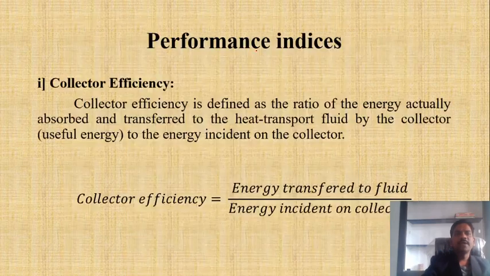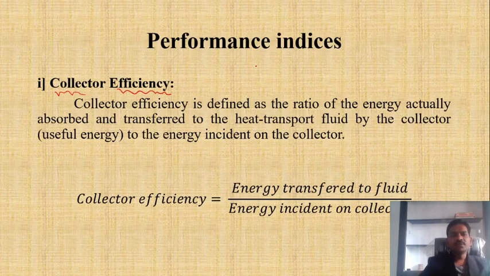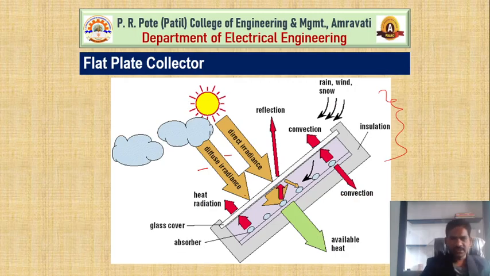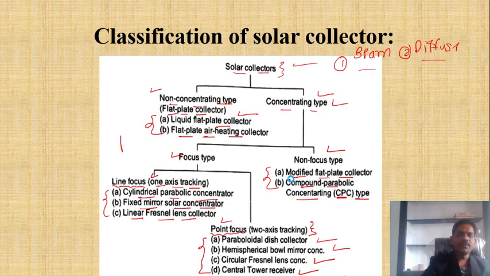Before that, we have to define some very IMP definitions. Collector efficiency: we know that the solar radiation is collected by these solar collectors. Okay, this is our flat plate collector. This will be discussed very shortly. This solar radiation is absorbed by these collectors. So first of all, we define this definition.